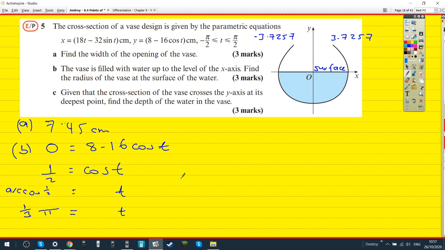And so if I sub in a third pi for the t values for x equals... Yep. And that will be... and I got about minus 8.86.